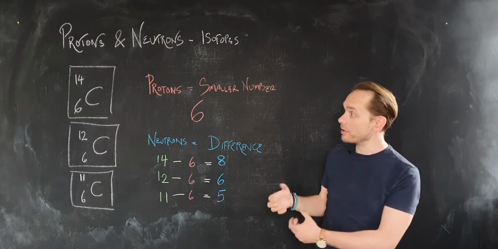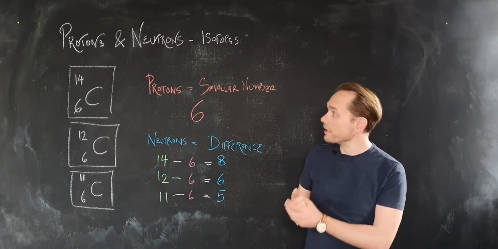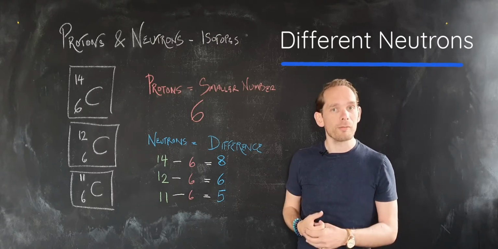They're all still carbon because they've all got an atomic number of 6, but different numbers of neutrons mean different masses. Hope that was useful.